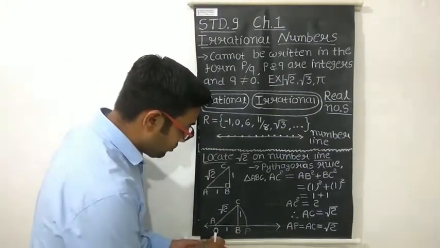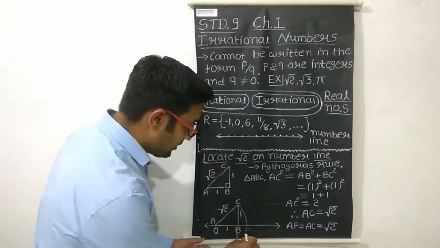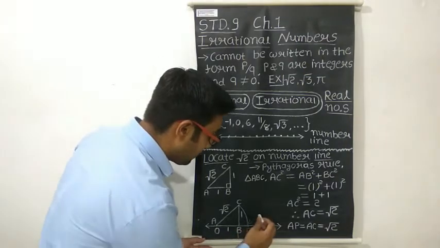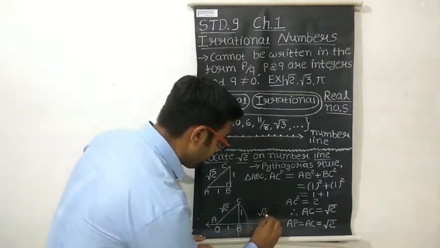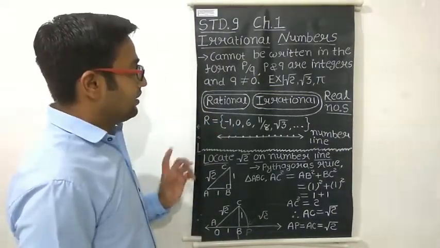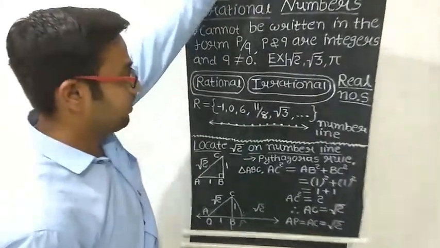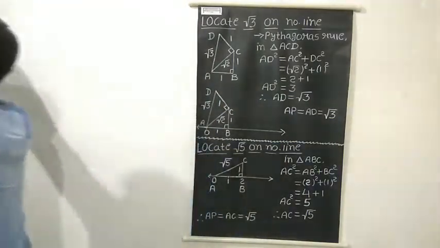So if this is your 0, and from 0 to B it is 1, then O to P is root 2. Here we can write down root 2. Right? OP is root 2. In the same way, now we will see how to represent root 3 on the number line. Locate root 3 on the number line.